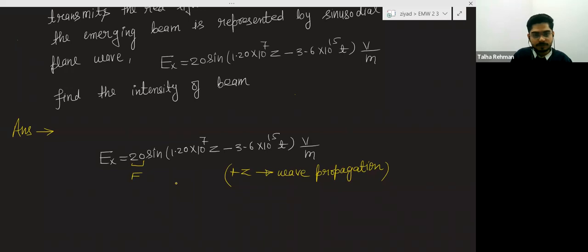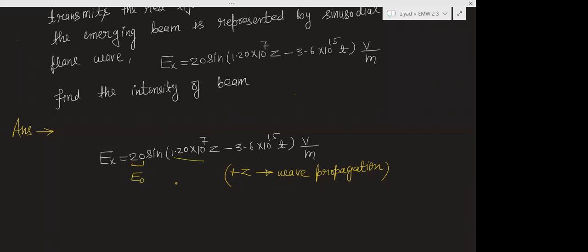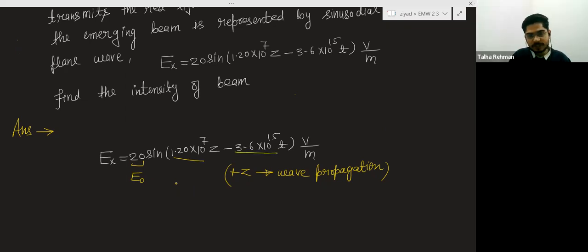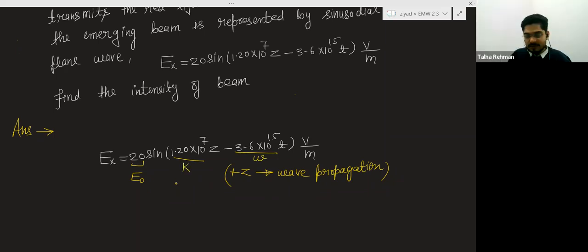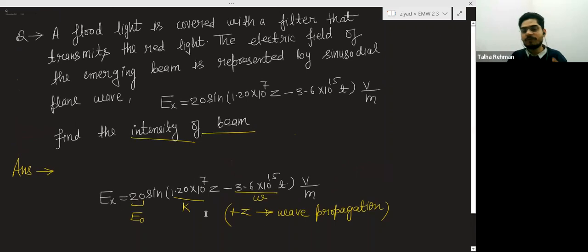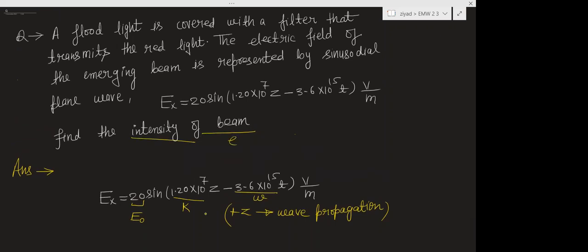Now, can you tell me what will be this value? Omega. No, I have told you omega will always be with T. So this will be omega and this will be K. But there is no requirement of all these things. Just I am telling, we have to find the intensity of the beam. Basically, this beam is of electromagnetic wave.